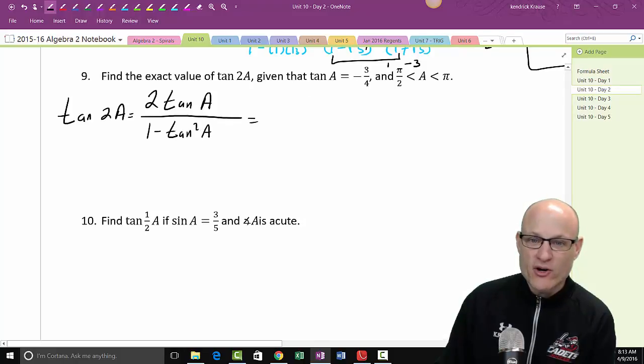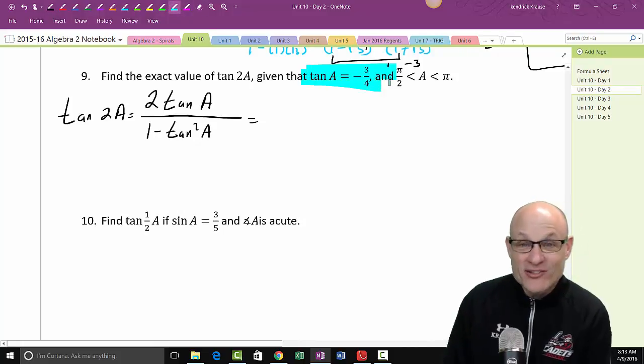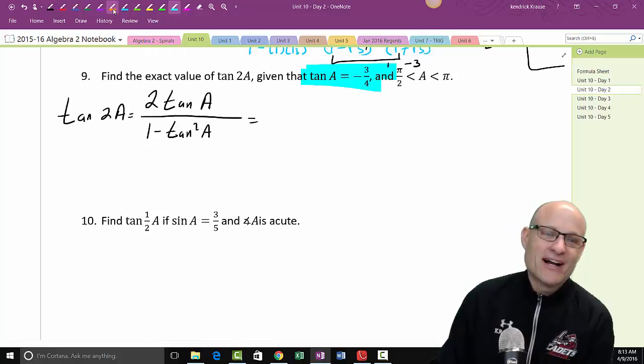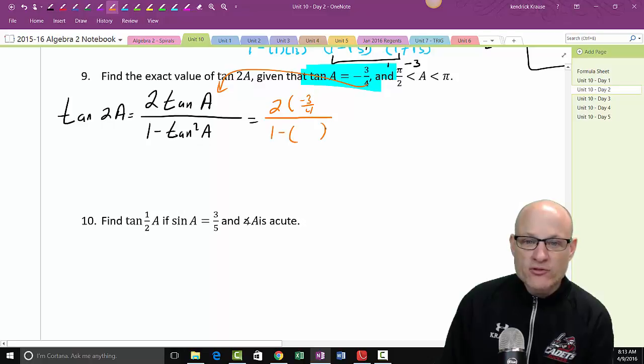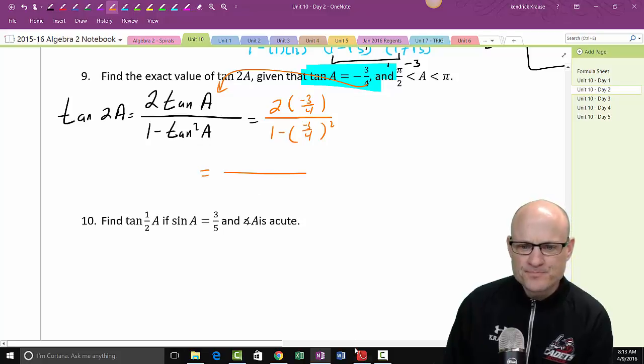Let's see if they were nice to us. Oh my gosh, look how nice I was to you. I actually just gave it to you. You guys got to be thinking, Mr. Krause, you're my hero. All I got to do is plug it in. Tangent is -3 over 4. 1 minus, we're going to do this squared, -3 over 4. All right, we'll type that into my calculator. We'll be done.